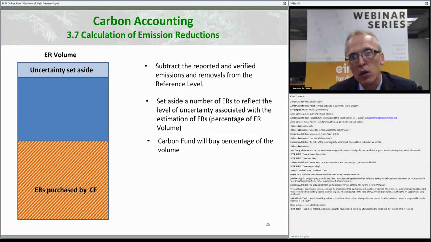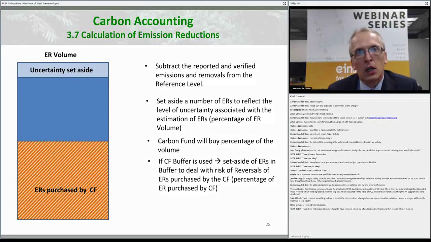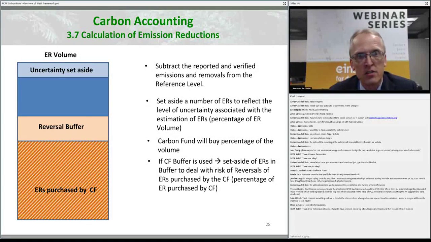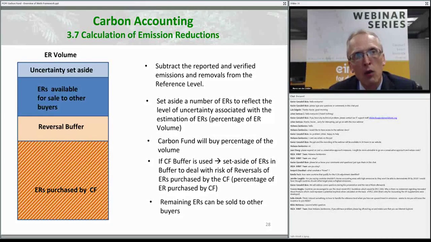Then you need to find something to deal with reversals. And if you use the carbon fund buffer, then there will be a set aside of emission reductions in that buffer to deal with the risk of reversals, which is a percentage of the emission reductions purchased. So that's another slice out of your blue bar. And then what's left is emission reductions that you could potentially sell to other buyers or other programs.